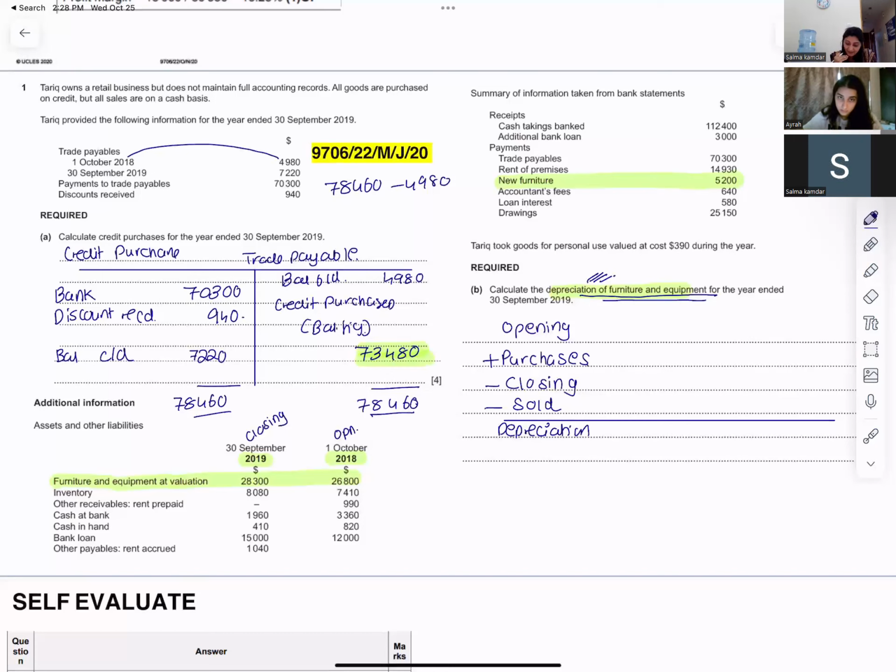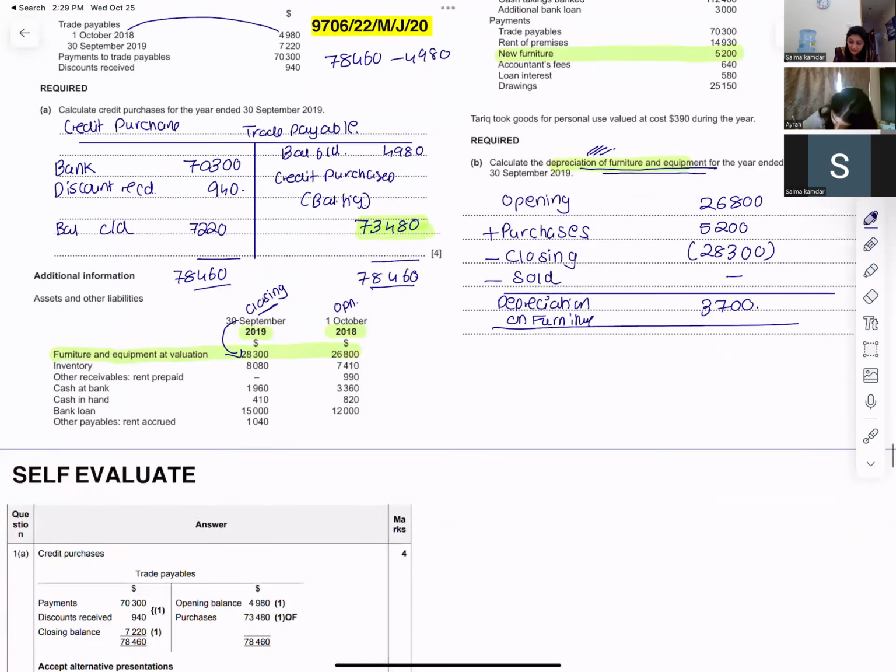Your opening valuation of furniture, purchases is 5,200. 28,300 is the closing value. Please see the dates properly. 26,800 is the opening. Purchases is 5,200. What is the closing? 28,300. So what would be your depreciation? 3,700. Yes, 3,700. So this is your depreciation on your furniture.